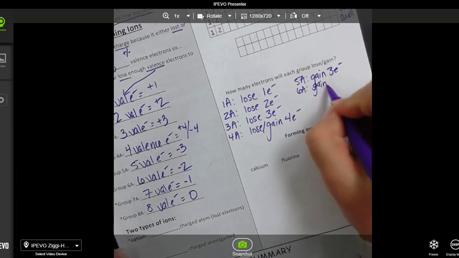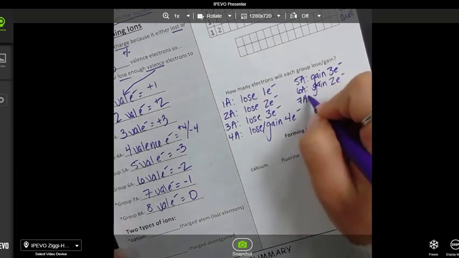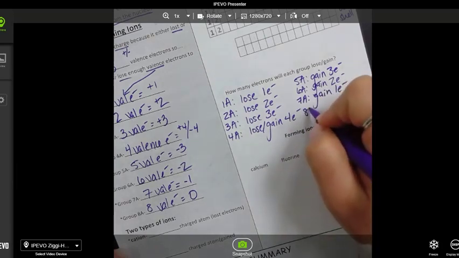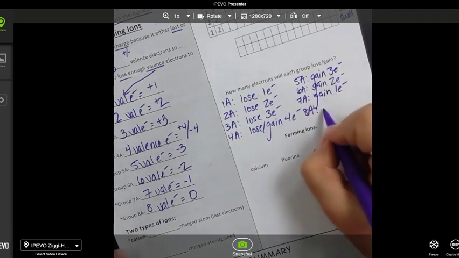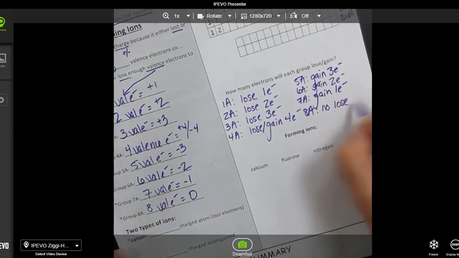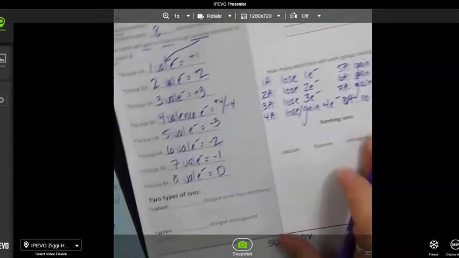Group 6A, what are they going to do? They're going to gain 2 valence electrons. Group 7A, they're going to gain 1 electron. And then group 8A, they're not going to lose or gain. No losing or gaining. All right.